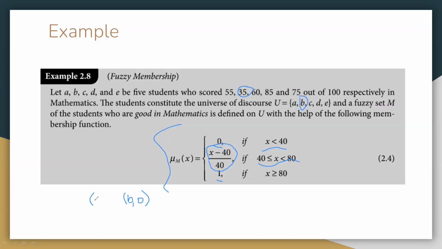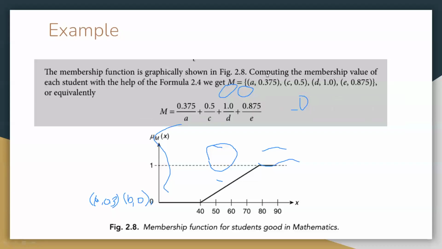Similarly for A, we have to calculate. For the student A, the mark is 55. So you write 55 minus 40 divided by 40, and you get a value, say 0.3 something, so you write 0.3 like this. This way we find out the membership function for each of the students. And you can see the values in the next slide. So this is how the values come in.